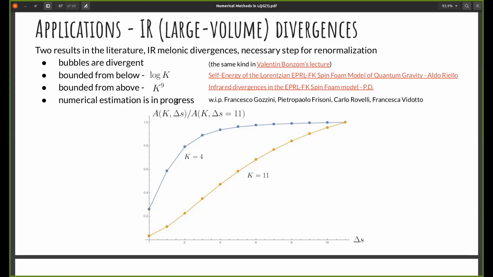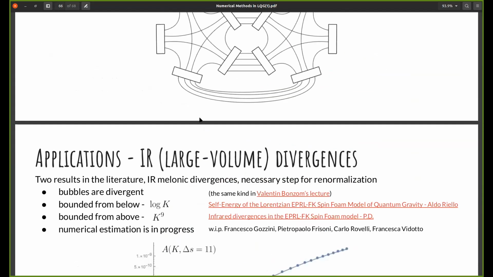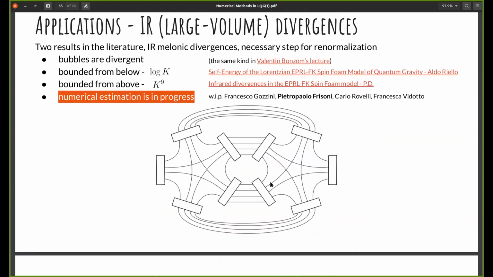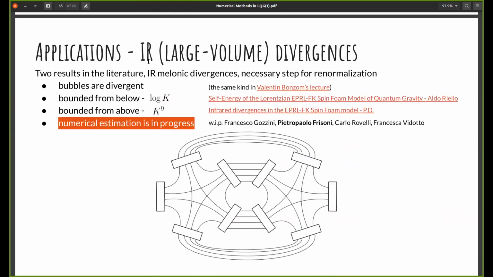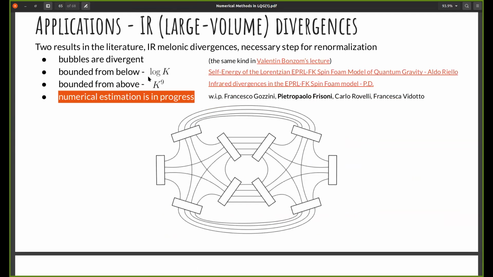But I think it's still remarkable that we can numerically compute 2 vertices, 6 internal faces, everything unbounded, up to 11 shells and cutoff 11, so spins of order 11. I think it's very remarkable, because with the original code, we barely were able to put more than 1 or 2 shells. 11 is a lot.